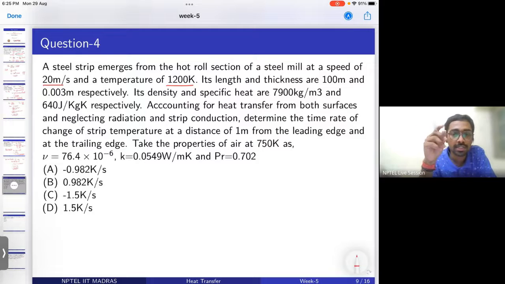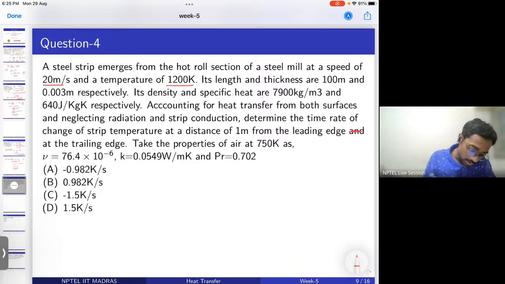Its length and thickness are 100 meter and 0.03 mm, we can write. So its density and specific heat are given. According to the question, with heat transfer from both surfaces and neglecting the radiation and strip conduction, determine the time rate of change of strip temperature at a distance of 1 meter from the leading edge and the trailing edge.